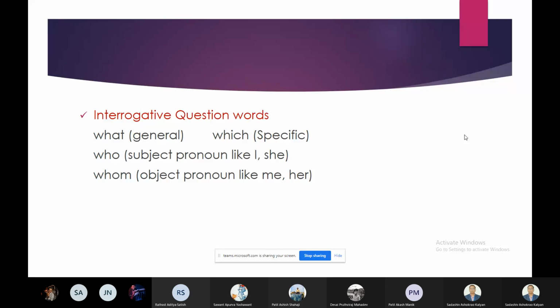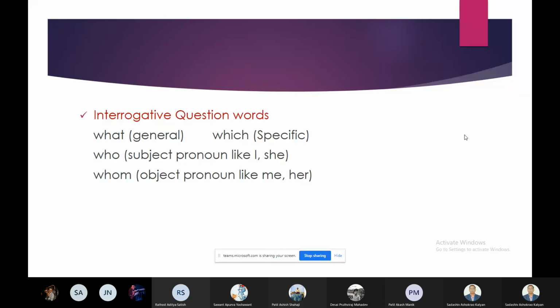Who is your boss? So this is considered as a subject pronoun in the given sentence. So when we are using the word who, for example, Ramesh is a good boy who is a singer. In this example, we are using the word who, which refers to Ramesh, to the noun.